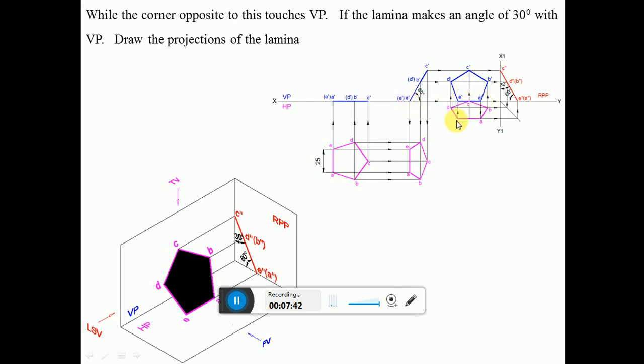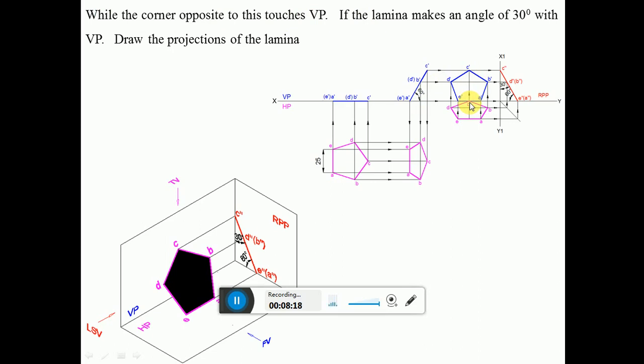Similarly, draw a vertical projector from E and a horizontal projector from E dash to get this point. Similarly, draw a vertical projector from B and a horizontal projector from B dash to get this point. Similarly for D, draw a vertical projector from D and a horizontal projector from D dash, and you will get this point. Similarly, draw a vertical projector from C and a horizontal projector from C dash to get this point. So now we have the surface, where the corner opposite to the side touches VP now.